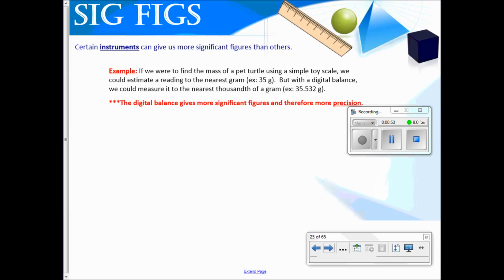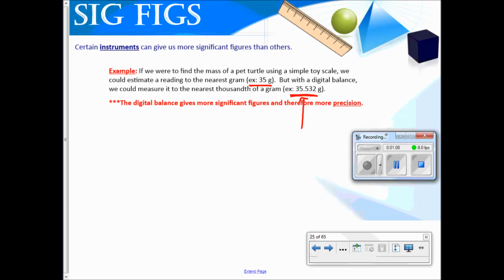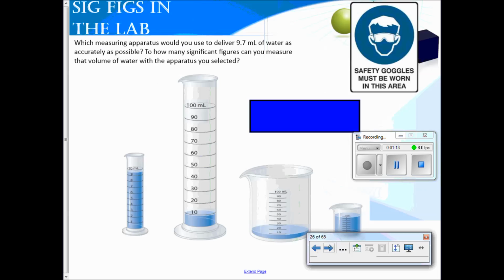Certain instruments can give us more significant figures than others. So if we saw a measurement of 35 grams and a measurement of 35.532, this measurement shows more precision. It has more decimal places, and like measurements that can give us the most precision.